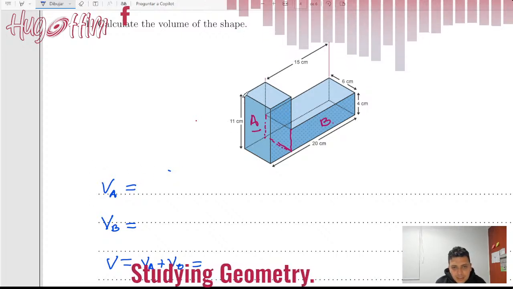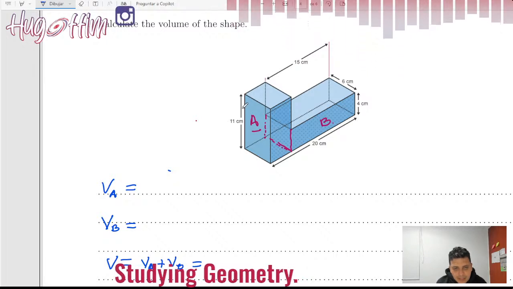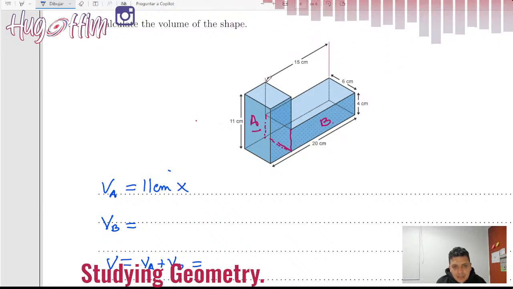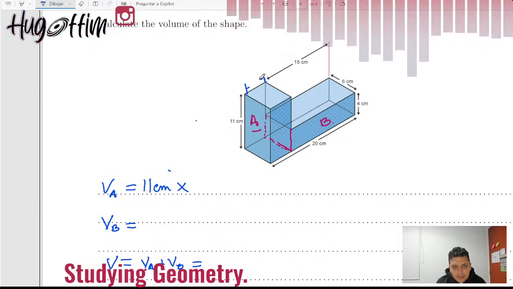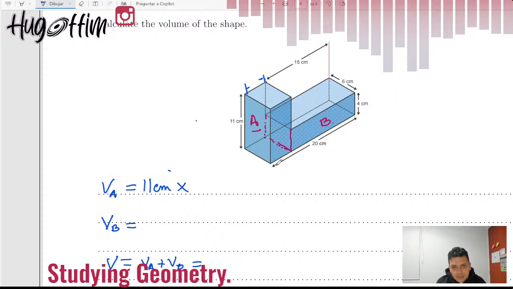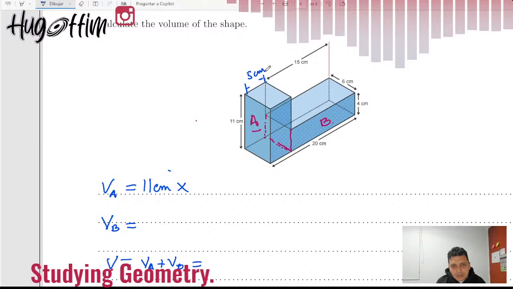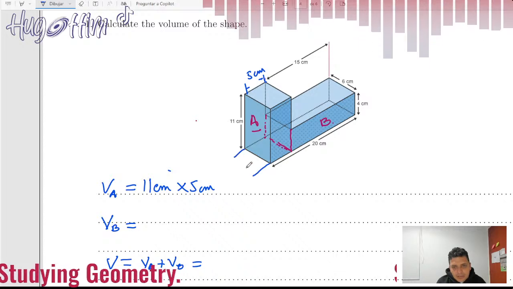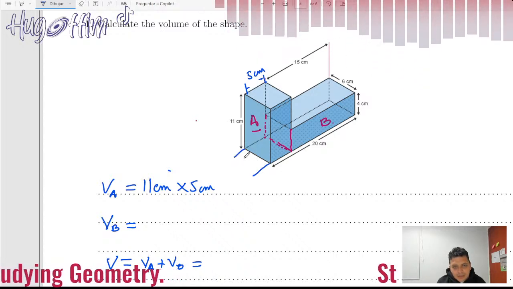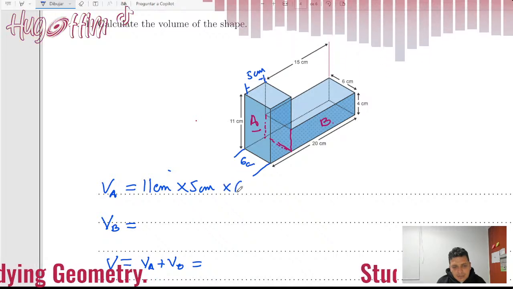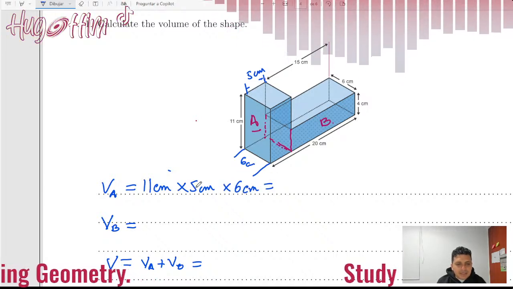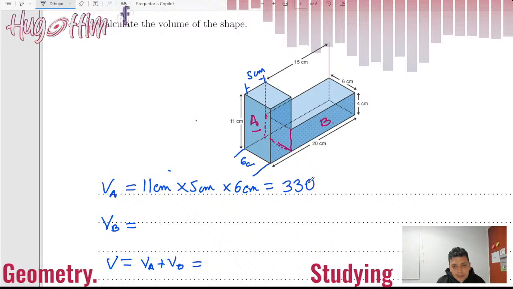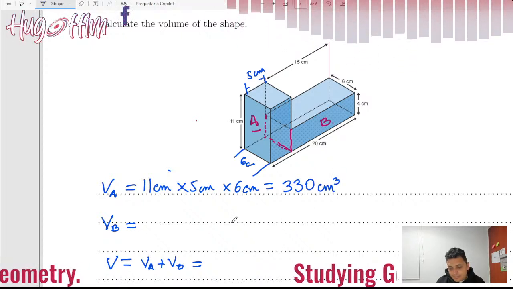The dimensions of volume A will be this: the height is 11 centimeters, times the width is going to be this, that if this is 15 and this is 20, it's going to be 5 centimeters. And the length must be this side here, that is 6 centimeters. So times 6 centimeters. You just need to multiply. 6 times 5 is 30. 30 times 11 is 330 cubic centimeters.